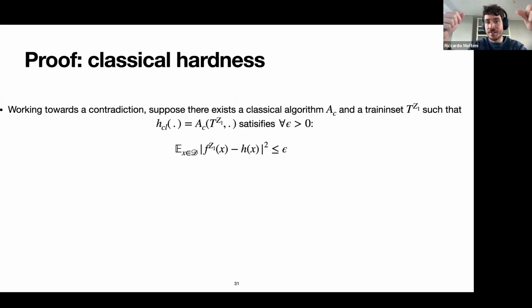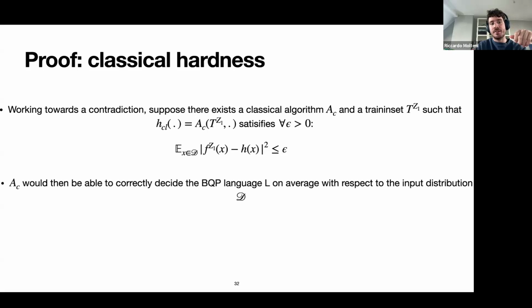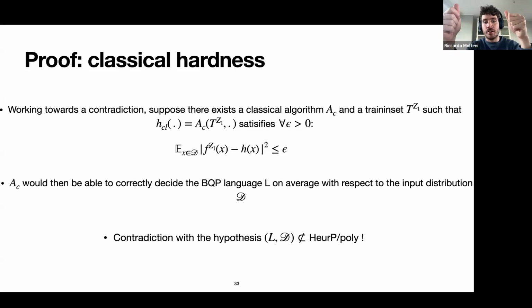if there was a classical algorithm which, given a training set related to this concept, will achieve this error on average with respect to the input distribution, then this classical algorithm will be able to decide BQP languages on average with respect to the distribution D. However, I just told you that we do not believe that this is the case. We believe that for BQP complete problems, you cannot learn, you cannot compute, you cannot decide BQP complete languages in HeurP/poly. So this is the basic idea of how you prove classical hardness.